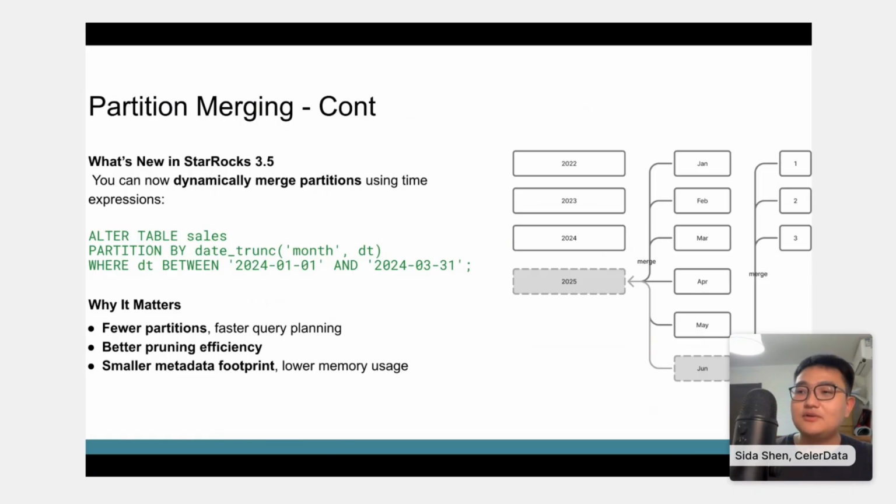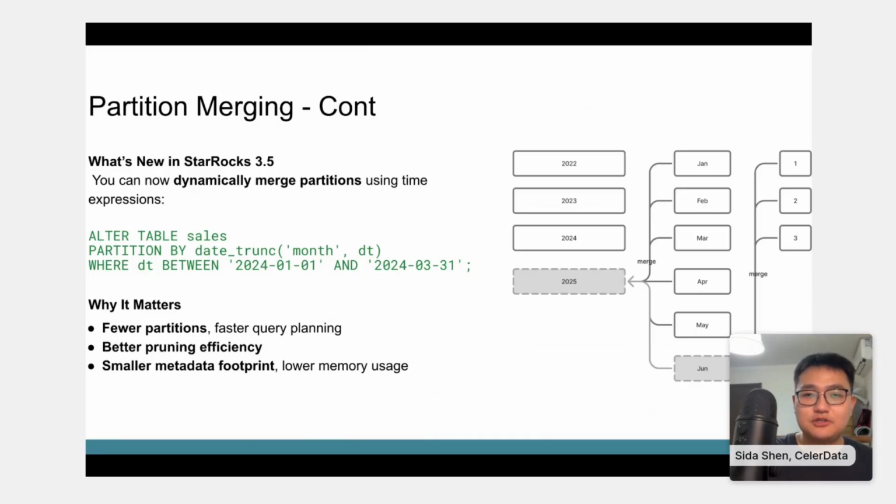So basically on the far right, 1, 2, 3, these are the dates. You can merge them into months, or you can even merge those again into a year. So you control the number of partitions you have, and for historical data that you don't really query anymore, you can merge it to save some space in the metadata, and get faster query planning, better pruning performance, a smaller metadata footprint, and ultimately lower memory usage for the FE nodes. Make sure everything is stable.